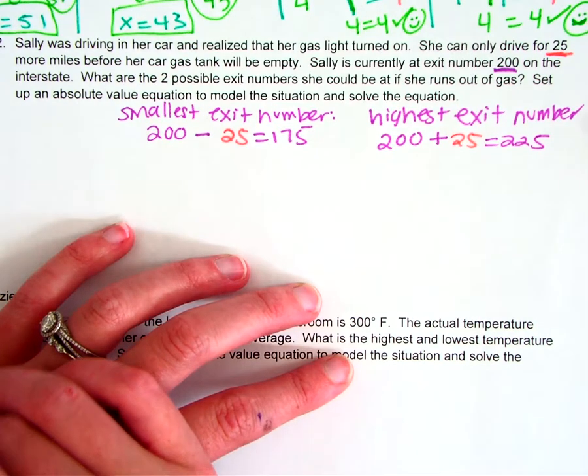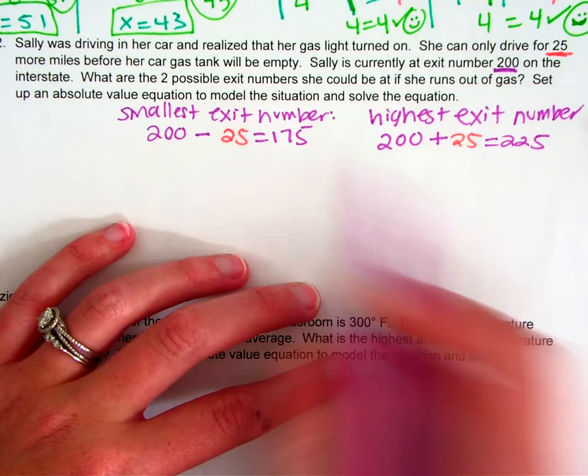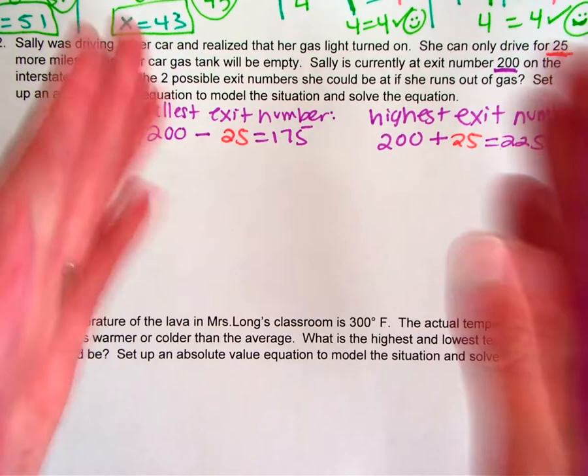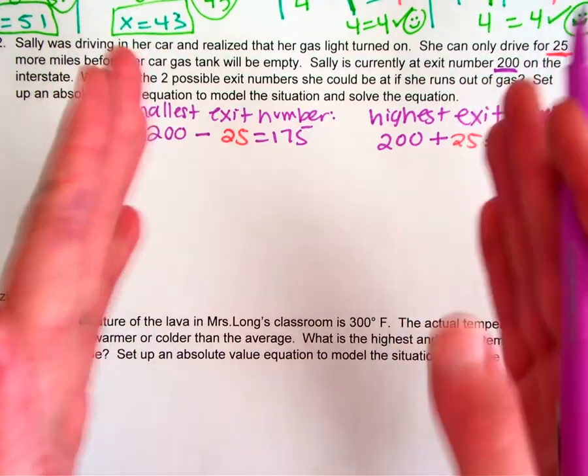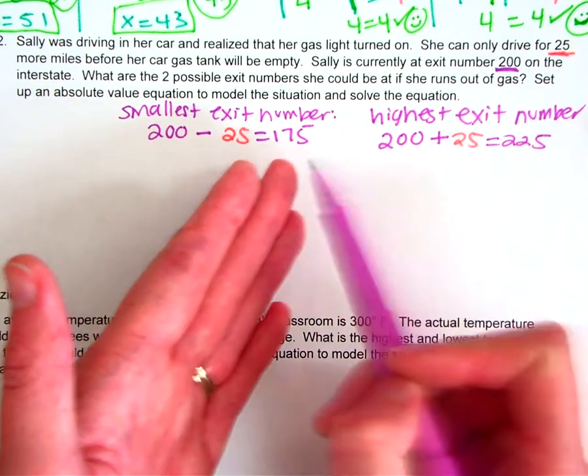So the tow truck or whoever's going to come and help out Sally, unfortunately has like a 50-mile portion of the interstate that Sally could be on, because they don't know if Sally's at 175 or 225, and those are 50 miles apart.